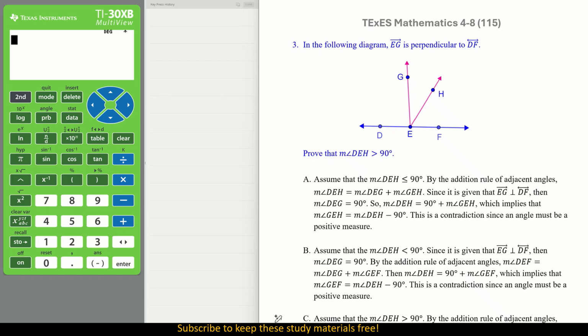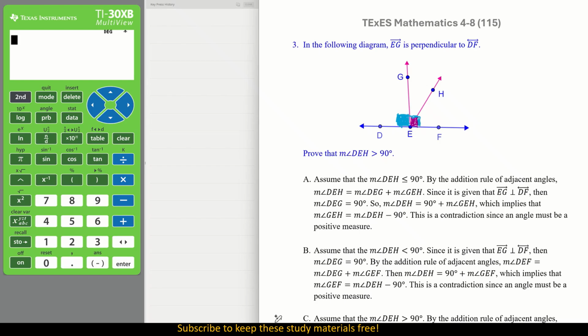Number 3. In the following diagram, ray EG is perpendicular to the line DF. So that means I have a right angle, and if that's a right angle, then this is also a right angle. Here, let me change colors. Okay, so we have a right angle here as well. And then over here, we have another right angle. So this would tell us a few things as we move along.